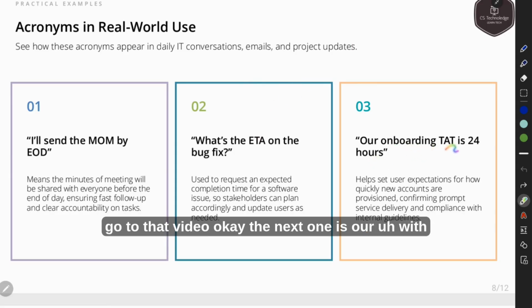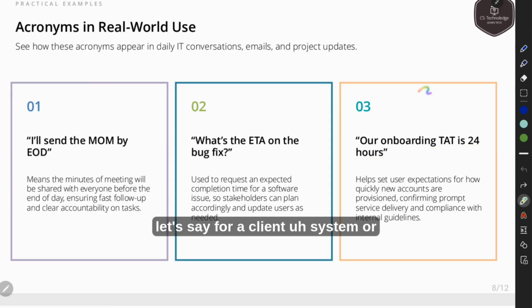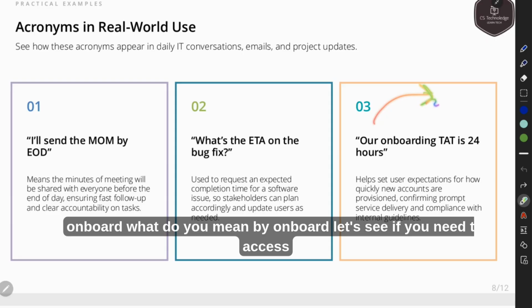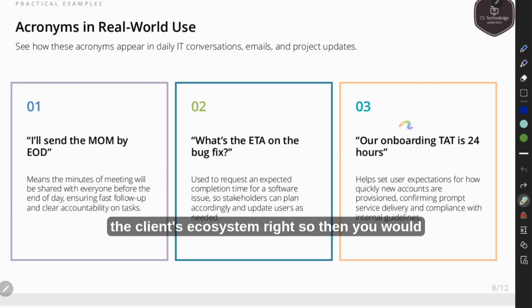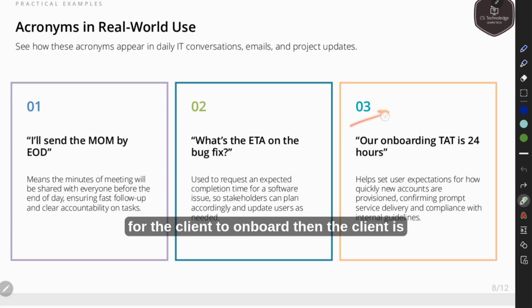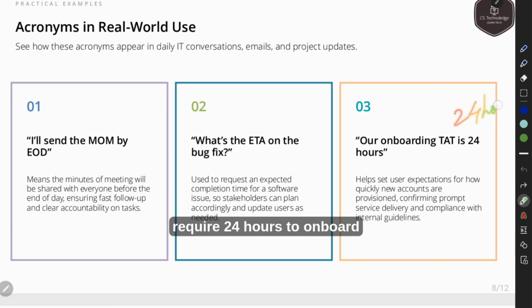Okay. The next one is with respect to the TAT, turnaround time. So our onboarding TAT is 24 hours, right? Which means that, let's say, for a client system or client environment, if you have to onboard, what do you mean by onboard? Let's say if you need to access the client's ecosystem, right? Then you would need to be onboarded to their accounts. How do you do that? Basically the client is going to give access. Now our statement is, our onboarding TAT, turnaround time, is 24 hours, which means that when you apply to the client to onboard, the client will tell you, okay, you would require 24 hours to onboard. Okay, fine.